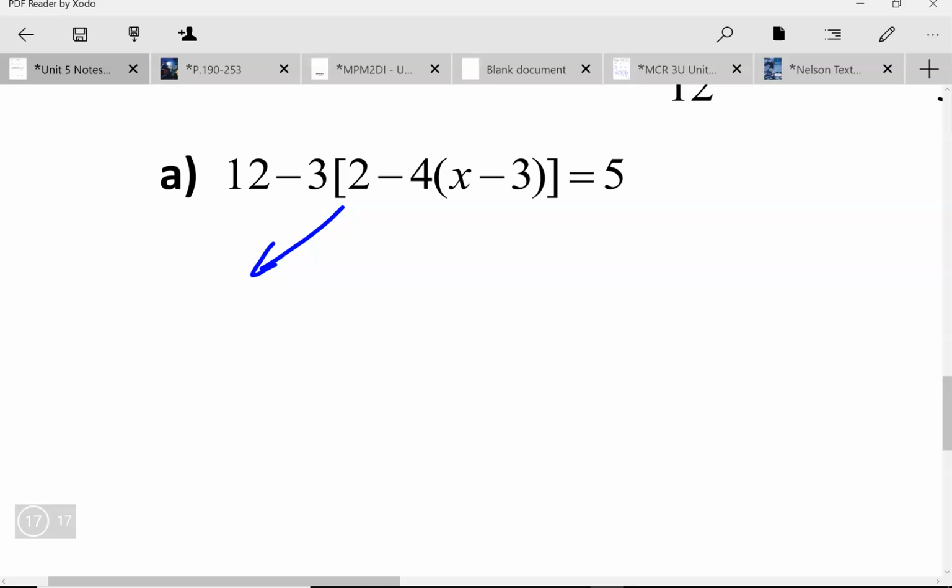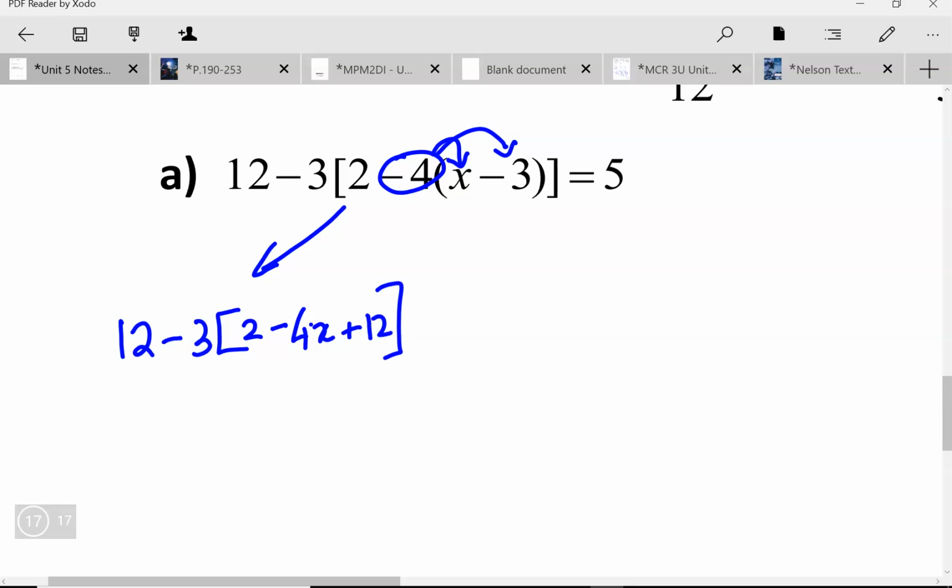So this left-hand side is going to be 12. Always work from inside to outside. So 2 minus, I'm going to do the distributive property here first with the -4. So 2 minus 4X plus 12 in the square bracket. And then again, distributive property. Oh, wait, before that, I am going to simplify 2 plus 12 to give me 14 minus 4X.